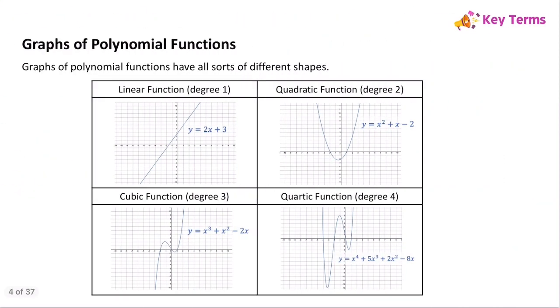So graphs of polynomial functions can have all sorts of different shapes. A linear function which has a degree of 1 will look like a line. A quadratic function which has a degree 2 will look like a parabola. A cubic function with a degree 3 will look like this right here. And a quartic function with a degree 4 has this sort of W shape.